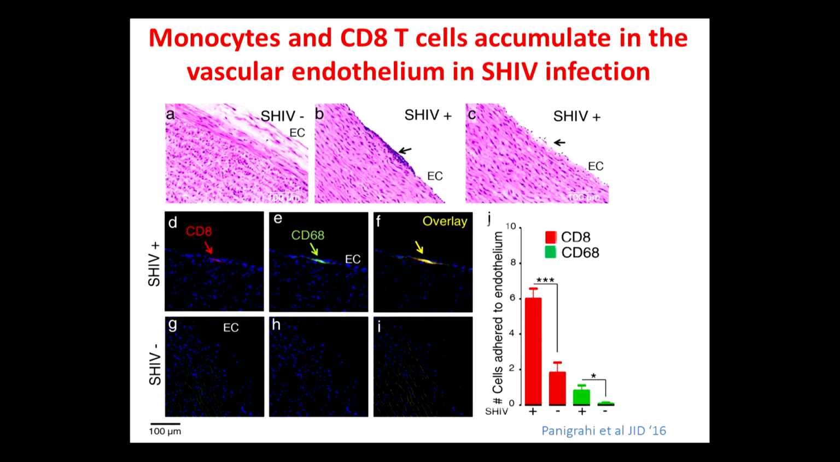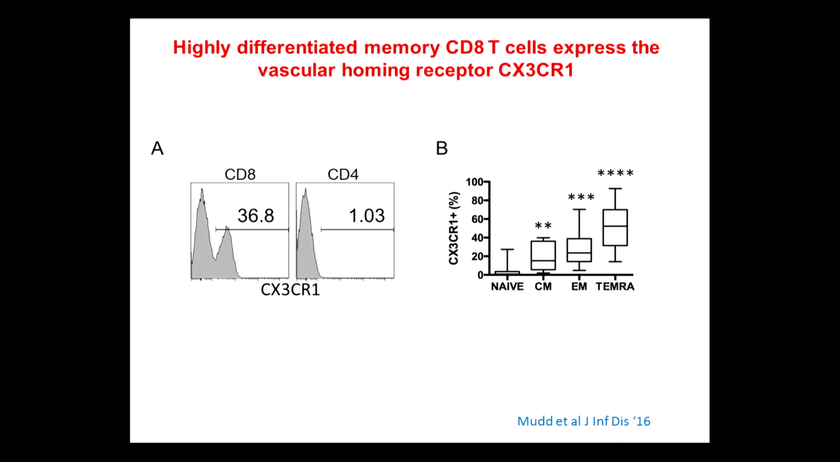So the question is, I'm not going to talk about the monocytes this time, I talked about them a little bit last time, but I am going to talk about the CD8 T cells. How do those CD8 T cells get there? Well, we think they get there in large part by expression of the fractalkine receptor CX3CR1. On this slide, we show that CD8 T cells express the fractalkine receptor. It's not expressed on CD4 cells, and it's expressed with greater frequency as CD8 T cells mature from naive to terminally differentiated cells.